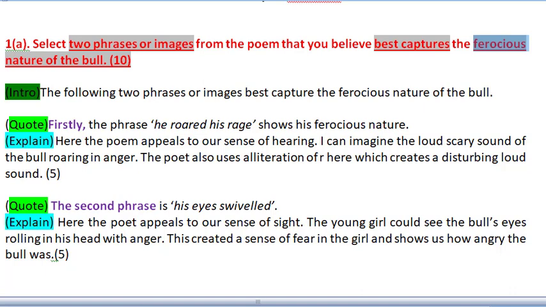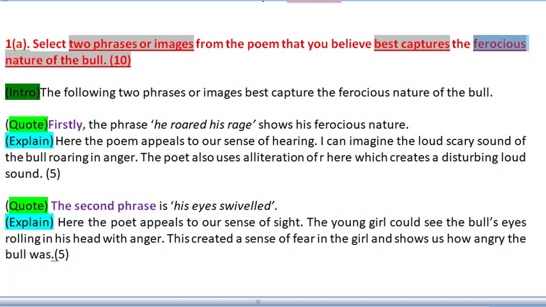Here the poem appeals to our sense of hearing. I can imagine the loud scary sound of the bull roaring in anger. The poet also uses alliteration of "r" here, such as roared rage, which creates a disturbing loud sound. So as it's a 10-mark question, the first paragraph using quote and explain would get 5 points. Then skip a line and move on to your second paragraph.